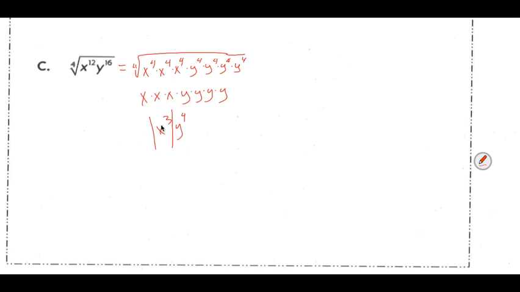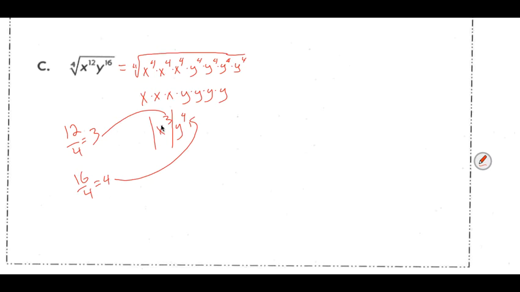Now, there was perhaps an easier way you could have done this. Remember, if you're just trying to see how many 4s go into a particular number, you could have just divided by 4, right? So 12 divided by 4 is 3. That means there are exactly 3 x to the 4ths that'll go in for those x's. Same thing with the y's. And sure enough, we get x cubed y to the 4th.